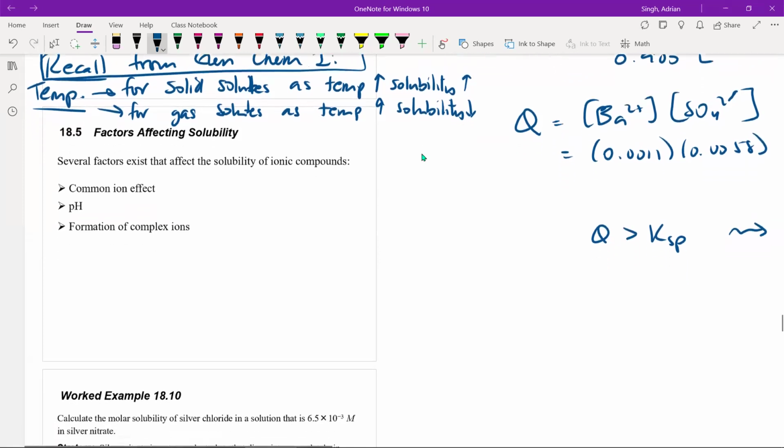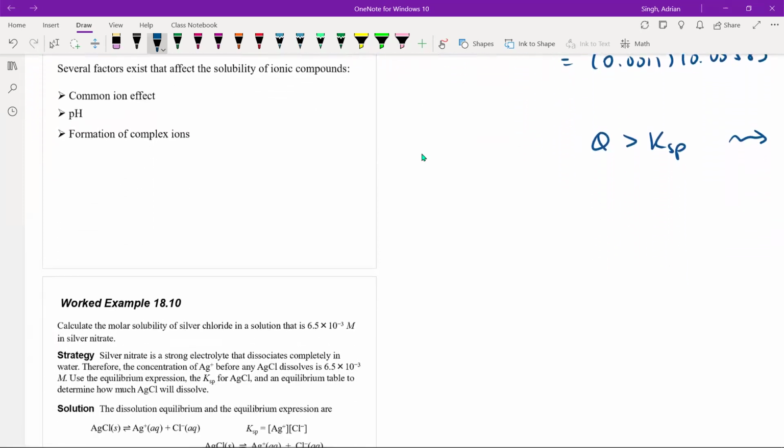Now we're going to get into some of the equilibrium aspects of this. The first one we're going to spend a little bit more time on is called the common ion effect, which we introduced at the beginning of this section. We're also going to take a look at how pH can affect solubility, as well as the formation of complex ions.